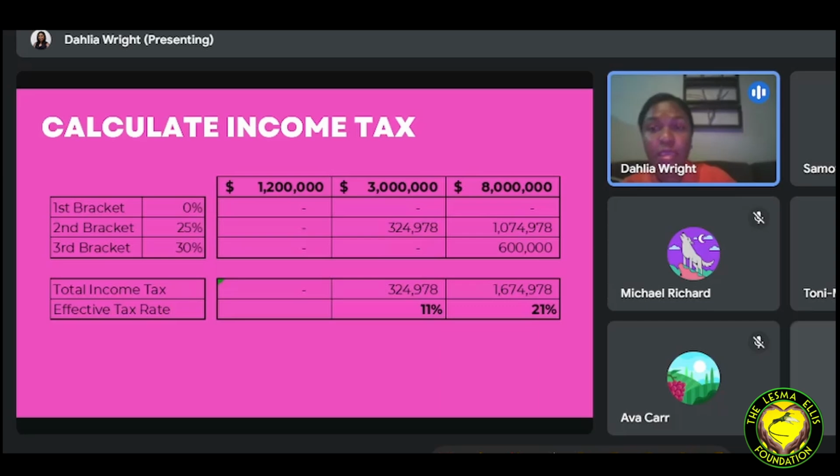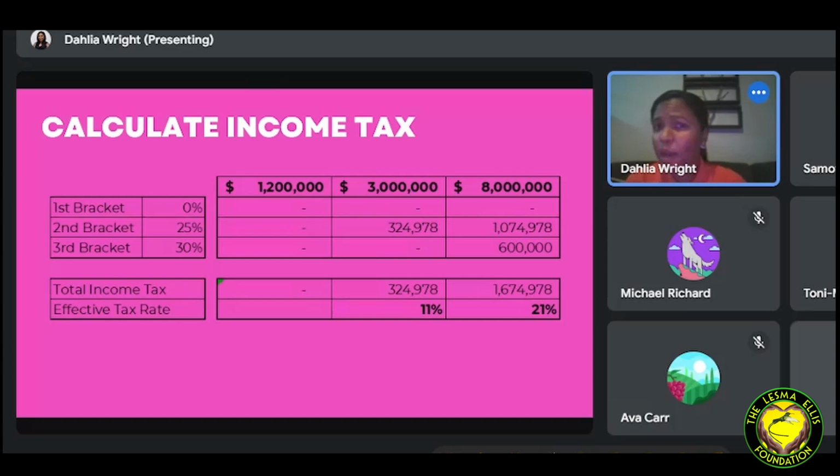For somebody making 8 million, they're going to be paying 1.6 million. So the effective tax rate, which means the total income tax on what they're paying, is going to be very different based on the amount of money that you're making. Now, notice too, the higher income you make, the more you're paying in an effective tax rate. As you earn more and more, it's going to get closer to that 30%.